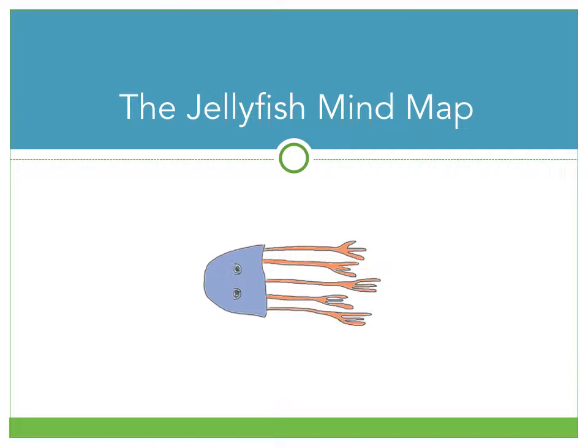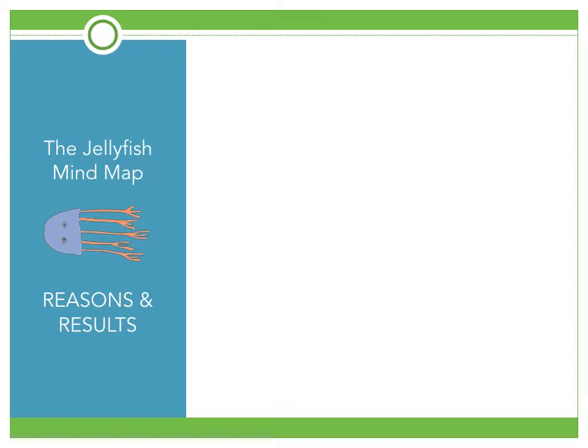The last mind map we're going to look at is the Jellyfish Mind Map. And this mind map is designed to teach learners the difference between a fact and an opinion. And secondly, it teaches learners how to justify or substantiate their answers. So learners are taught to look at a question and decide when a factual or an opinionated insight is required.